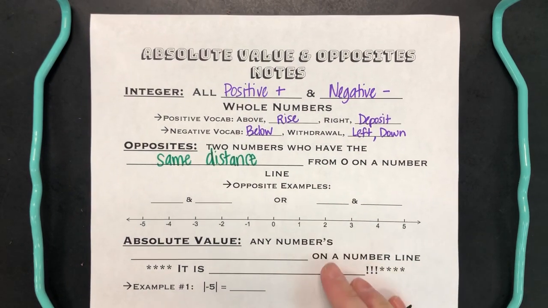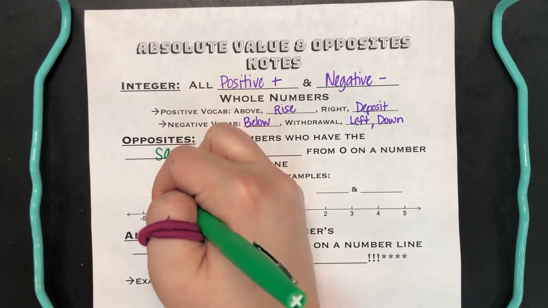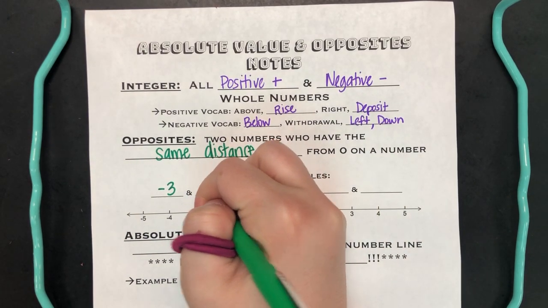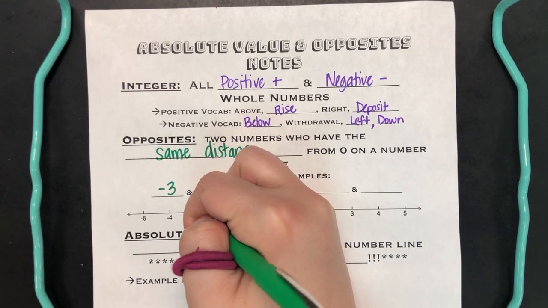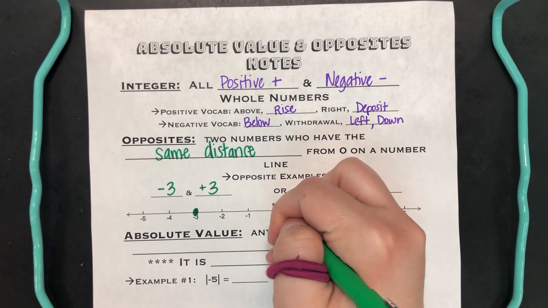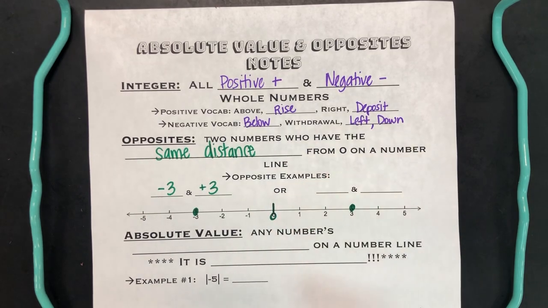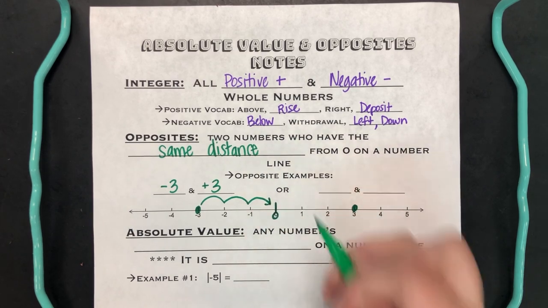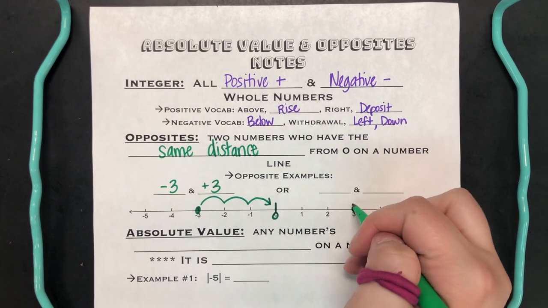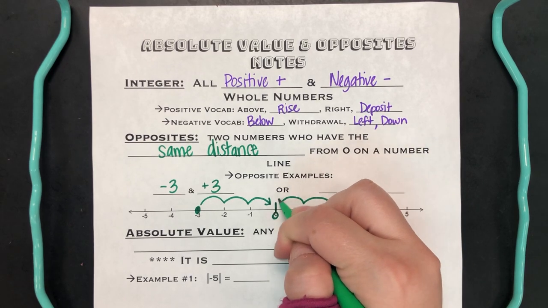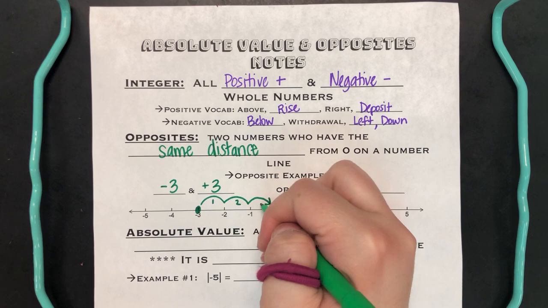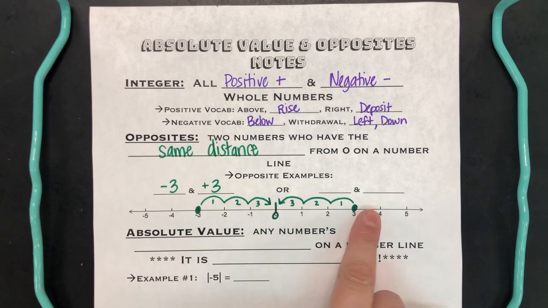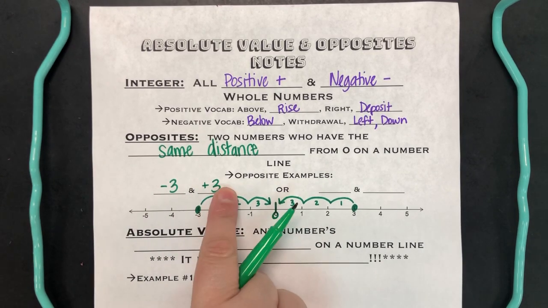So we're going to do some examples. So let's just think, let's do -3. So the opposite of -3 would just be +3, right? So if I put -3 on my number line and put +3 on my number line, here's 0, right? So if I was counting, I would have 1, 2, 3 spaces to get to 0. And here, 1, 2, 3 spaces to get to 0. So either way, the same distance on either side of 0. So those are opposites, okay?